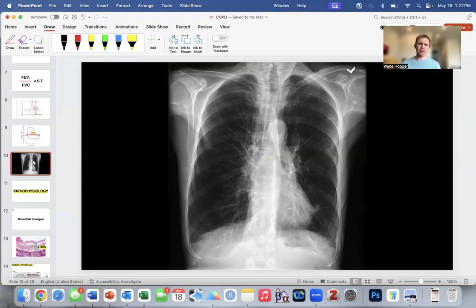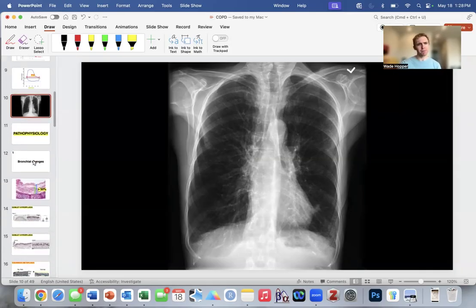And this manifests as hyperinflation of the lungs, and here's what it looks like on a chest x-ray. You can see that the diaphragm is flattened, the lungs are very large, and this is a very hyperinflated lung field compared to what you'd usually see.